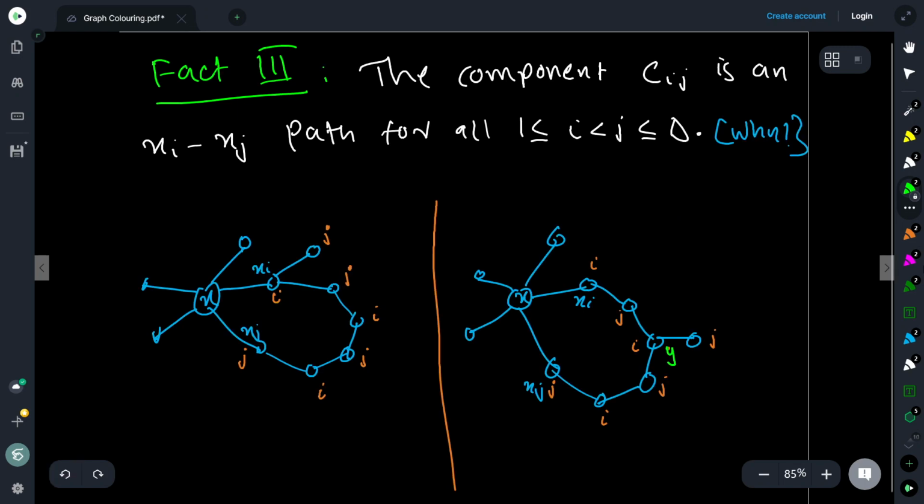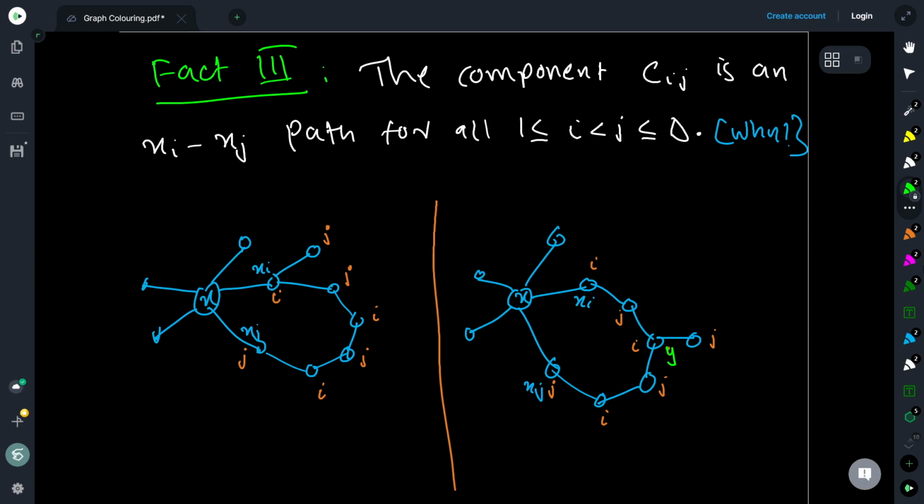What do we do then? Let us assume that of course it cannot be xi, but there is some other vertex which has some neighbor. So let us look at the path from xi to xj and look at the first vertex which has degree more than 2 in this graph. So I am looking at the subgraph induced by the color classes i and j.